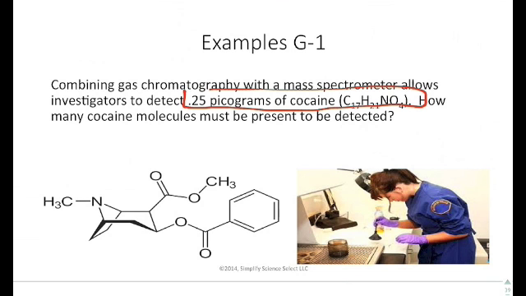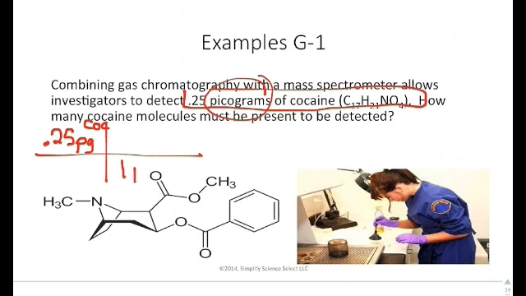So we start off with the idea of we have 0.25 picograms of cocaine. And we're just going to say COC. Now, the thing that we need to do is go to the gram formula mass. But before we do that, we need to realize that we're in picograms. Picograms is one of the things that was not on your list, so it's not something that you're expected to memorize right off the bat.